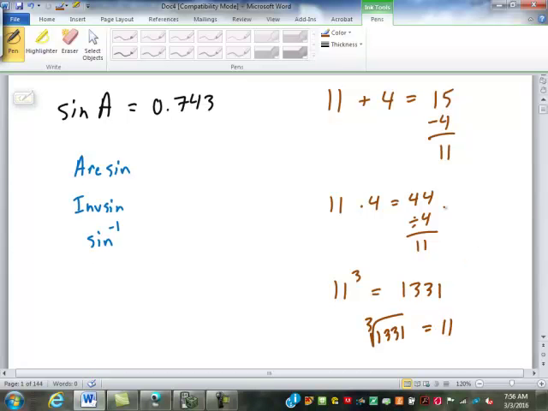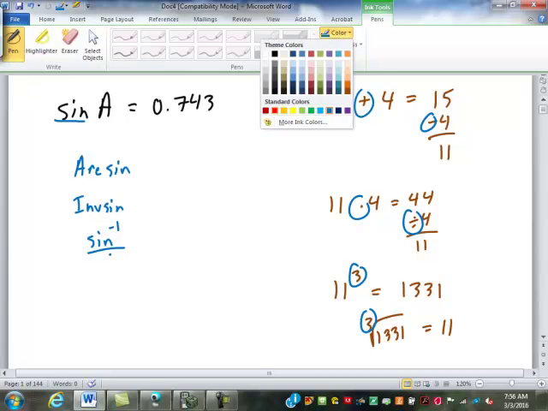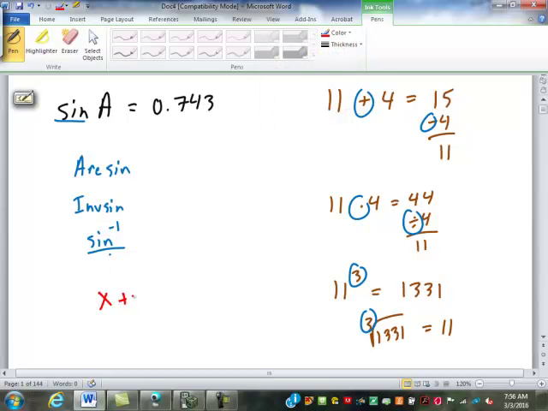Every operation has an inverse. Adding can be undone by subtracting. Multiplying can be undone by dividing. A power can be undone by a root. A sine can be undone by an inverse sine. And all 3 of those are different notations for the exact same thing. So in an equation like x plus 4 equals 11, I would solve for x by subtracting 4. Because what's been done to x is it's had 4 added to it, so I do the inverse. I subtract the 4 to get rid of it.